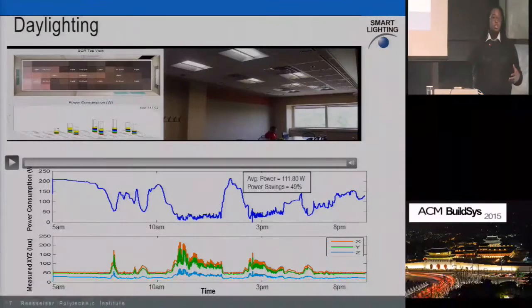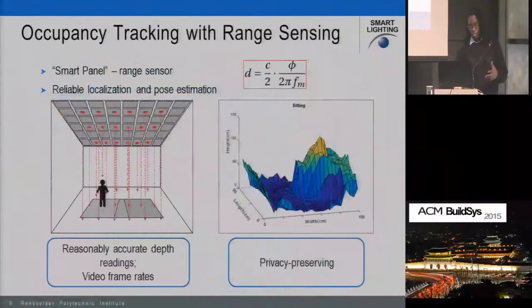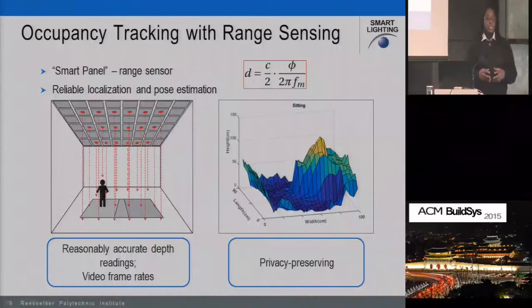All right, with this, I'll move on to the occupancy sensing portion of the room. Our occupancy sensing algorithm is based on the fact that in an emitted light source, the distance can be calculated as a function of the speed of light and the phase shift of a frequency modulated signal. Using this information, we can construct smart panels, essentially having these light rays emitted from the entire room, and with that we can get reasonable localization measurements, pose estimation, and video frame rates. This operates in real time, and it's privacy preserving.